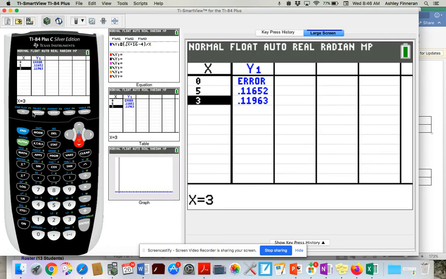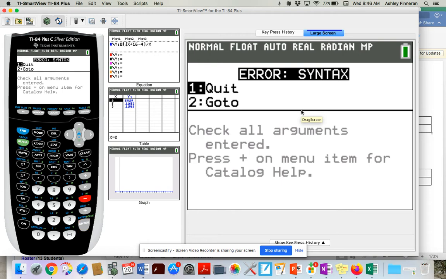So let's type those values in. So we have negative 0.1, negative 0. Let's see what just happened.